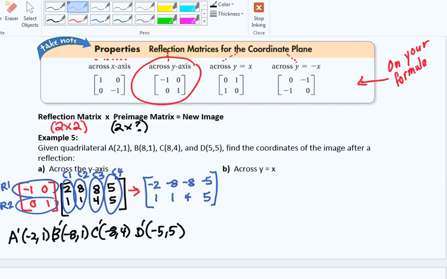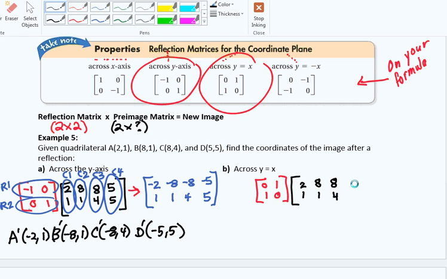Okay. The next one says we're going to flip the same image across y equals x. All right, so here's y equals x. That's 0, 1, 1, 0. Remember that our original pre-image was 2, 1, 8, 1, 8, 4, and 5, 5. All right, so I'm going to do rows times columns.